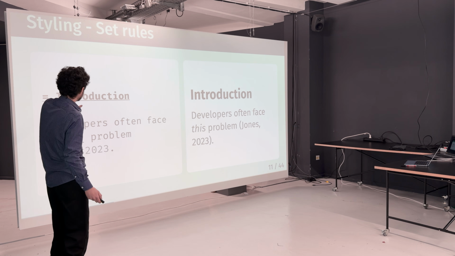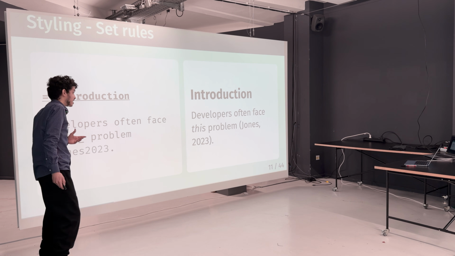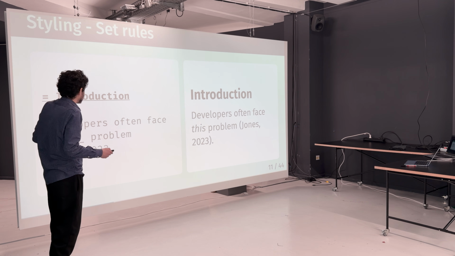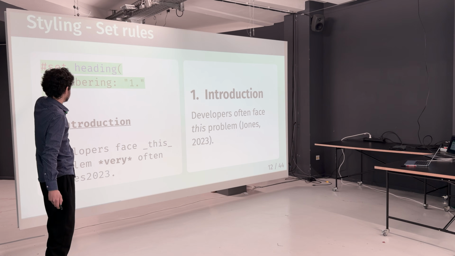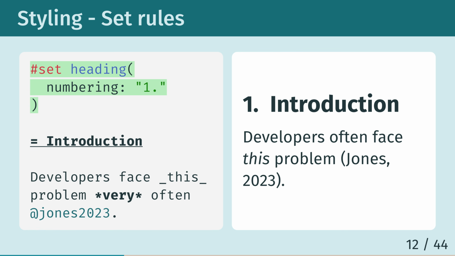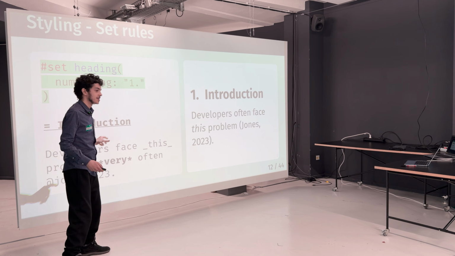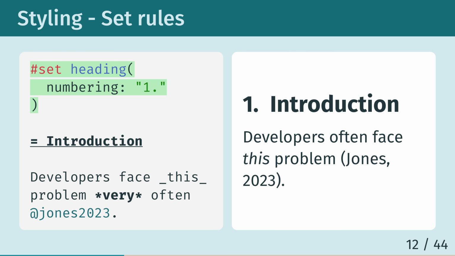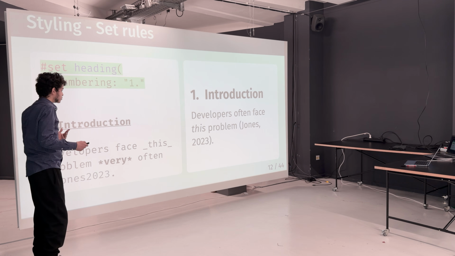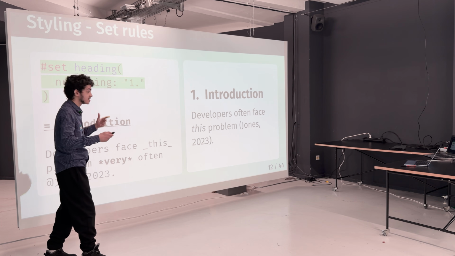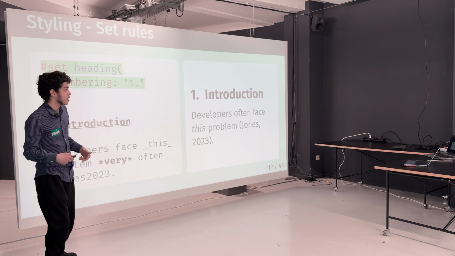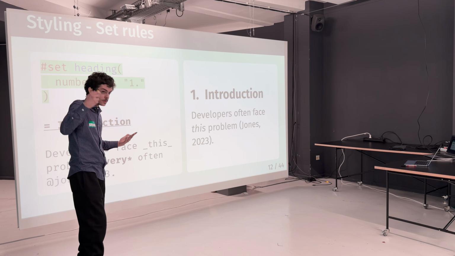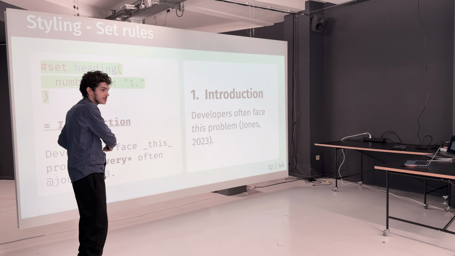Similarly, for set rules, maybe we would just want to change this heading to have numbering, like heading 1, heading 2, etc. With that, we can use a set rule. So we have set heading numbering 1, which is the format, meaning a number followed by a dot, and so we get a number followed by a dot. With these tools, using elements, set rules and show rules, we can more easily customize the appearance of our document without having to go to each instance of this element and apply this style manually.